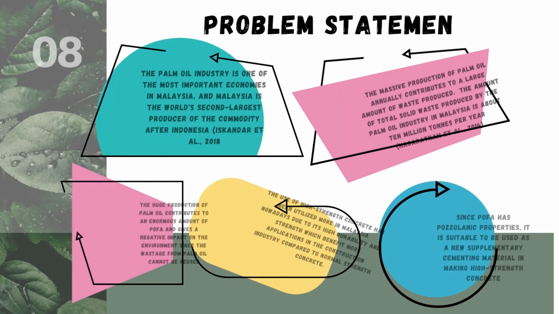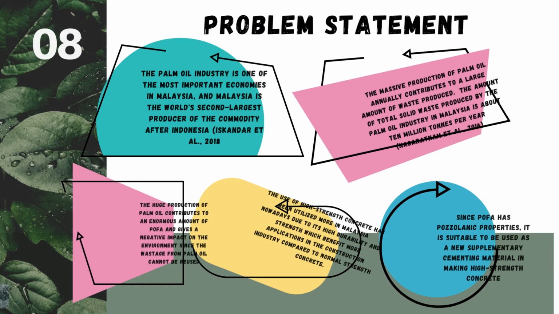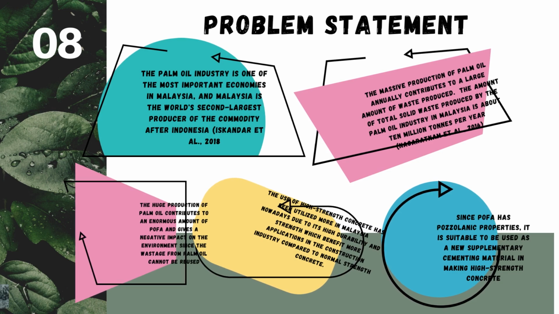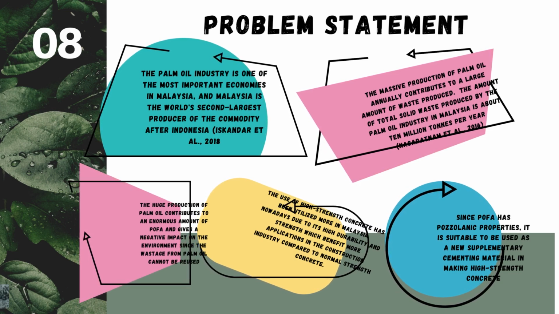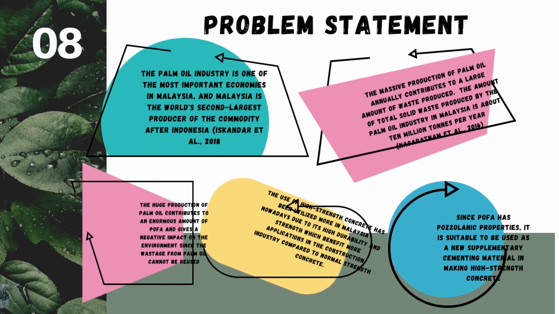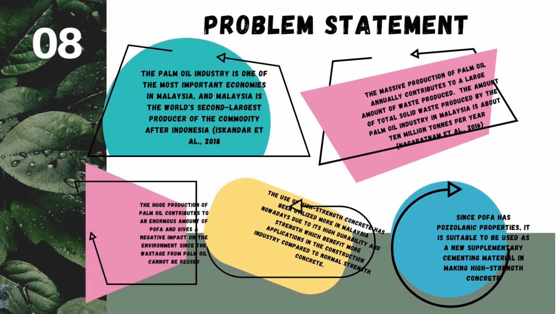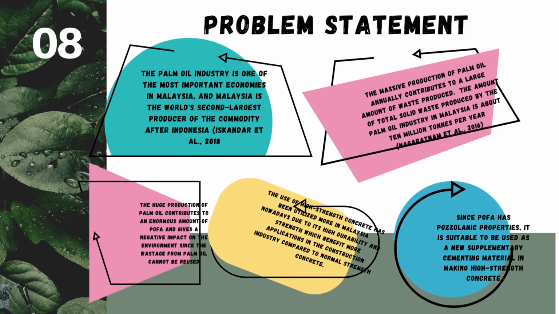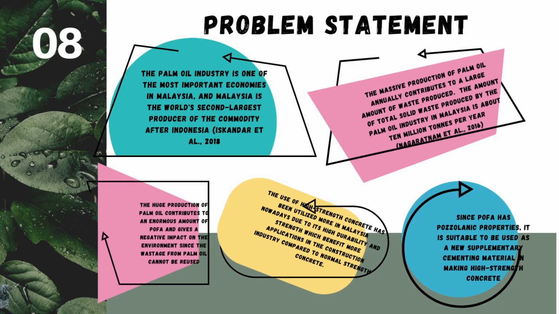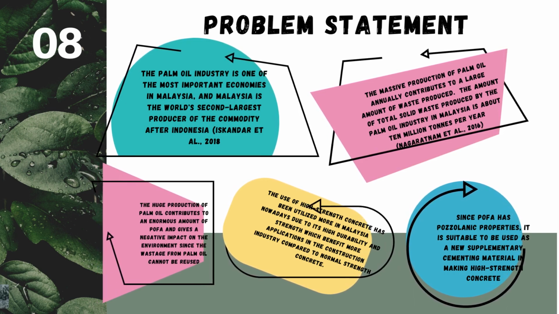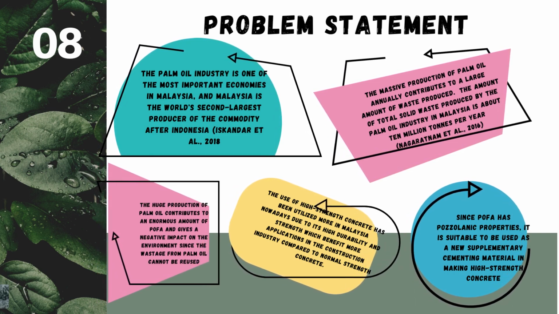Next, let's go on to the problem statement of this study. The palm oil industry is one of the most important economies in Malaysia, and Malaysia is the world's second largest producer of the commodity after Indonesia. In December 2018, the Malaysian Palm Oil Board, MPOB, estimated the total oil palm plantation area in Malaysia covers about 5.849 million hectares.